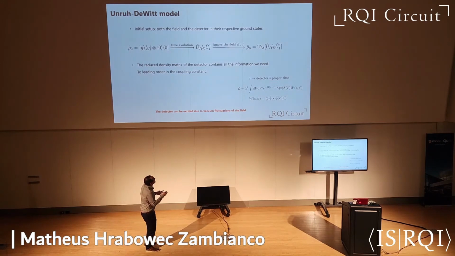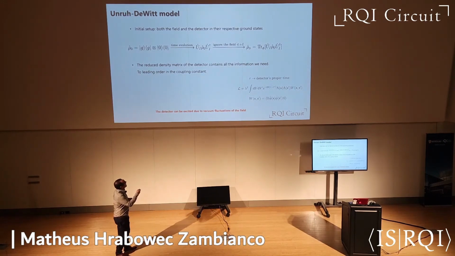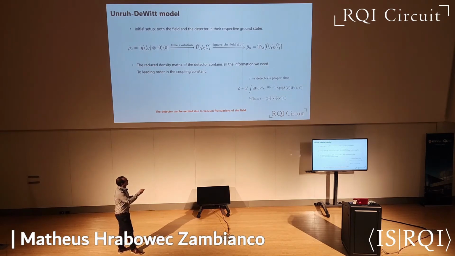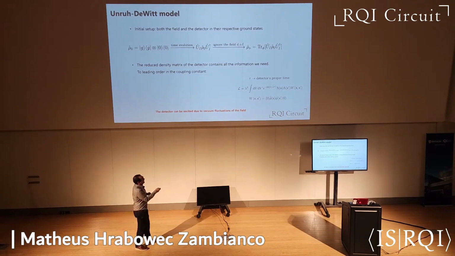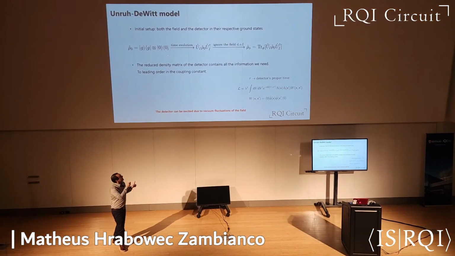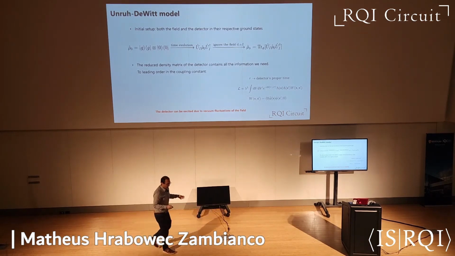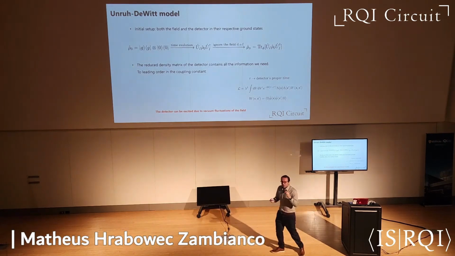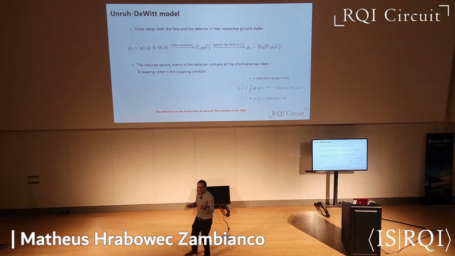But essentially, to leading order in the coupling constant, you can show that you have a 2 by 2 matrix, where the probability that the detector gets excited is given by the square of this number here. So we have this integral, which relates the Wightman function with the spacetime smearing of the detector. And by squaring this term, you get the probability that the detector can be excited. So pay attention to what we learn here. Even though the detector started in its ground state and the field was in the vacuum, due to the vacuum fluctuations of the field, the detector can become excited. So that's the message here.